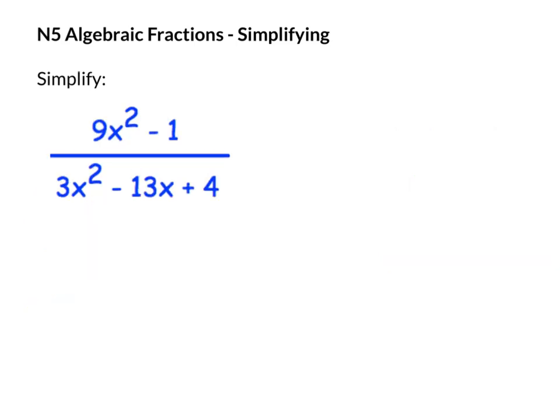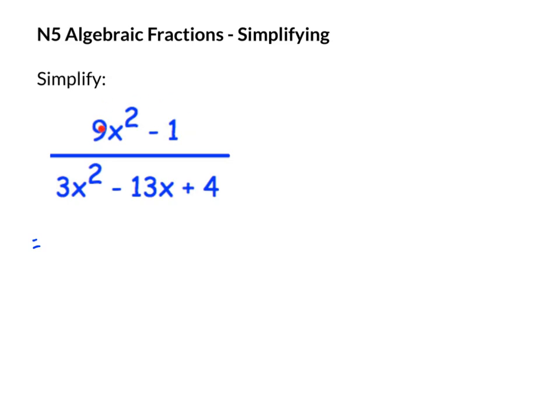This is probably about as tough as it would get at National 5. It's exactly the same as the ones before, we just need to factorise them. The top is this difference of two squares. This is where it's useful to just recognise it.